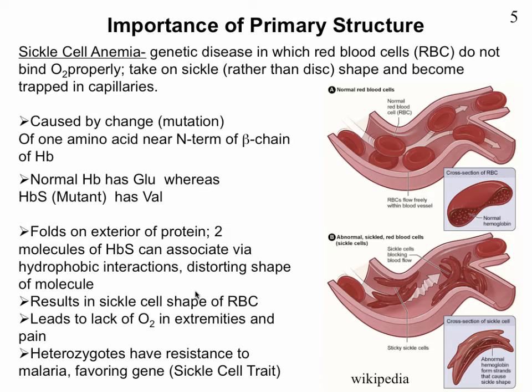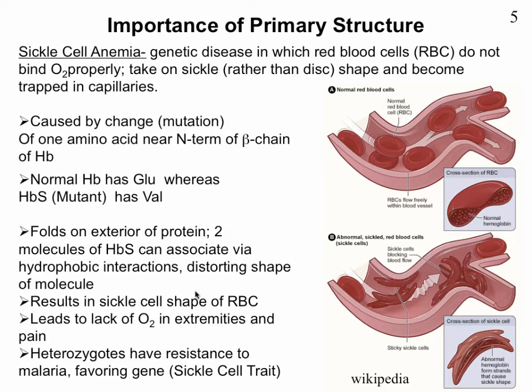Here is a normal red blood cell, with its disc-like shape, and when everything's normal, they flow very nicely through capillaries. But when they get this sickle shape, they start to aggregate and block the capillaries. They block blood flow to the tissues, which also blocks oxygen delivery.